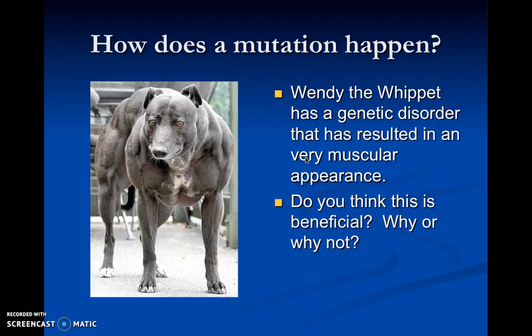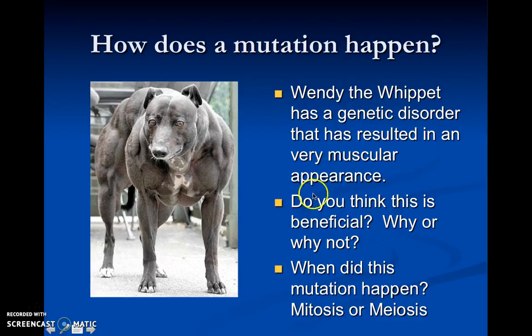So when you think mutation and you think about beneficial mutation, that doesn't necessarily mean bigger or stronger. Okay, it means more adapted to that organism's environment. So when did this mutation happen? Did it happen during mitosis or meiosis? Right. So if you said this mutation must have happened during meiosis, you were right.